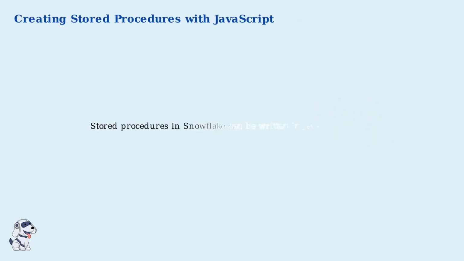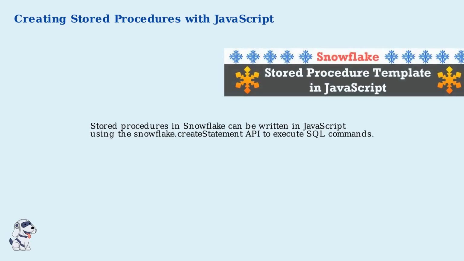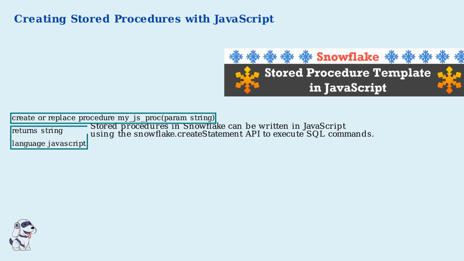Creating stored procedures with JavaScript in Snowflake uses the snowflake.createStatement API to execute SQL commands directly within the procedure. The procedure starts with the create or replace statement, specifying the name and parameter type. It defines the return type as string and sets the language to JavaScript. The procedure body begins with the as keyword and $ for the JavaScript code block.